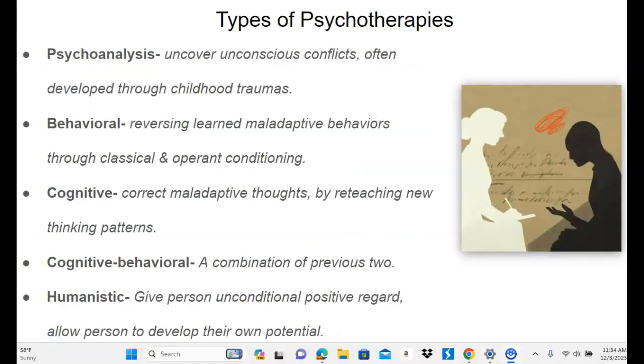So what types of psychotherapies are there? Well, as I mentioned, there is an approach for pretty much every type of psychological perspective that we covered. Psychoanalysis comes from the Freudian perspective, and here the goal is to try to uncover unconscious conflicts and unconscious motivations that are affecting our behavior. And often they have to do with things that happened to us when we were kids: childhood traumas, perhaps the way that we were raised, things like that.